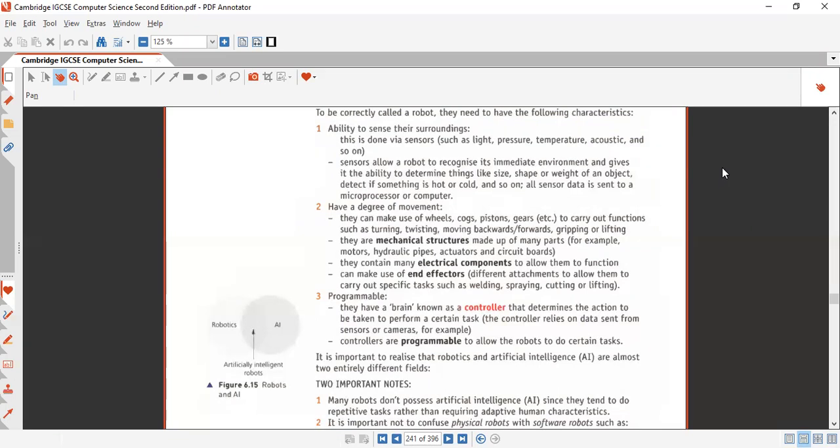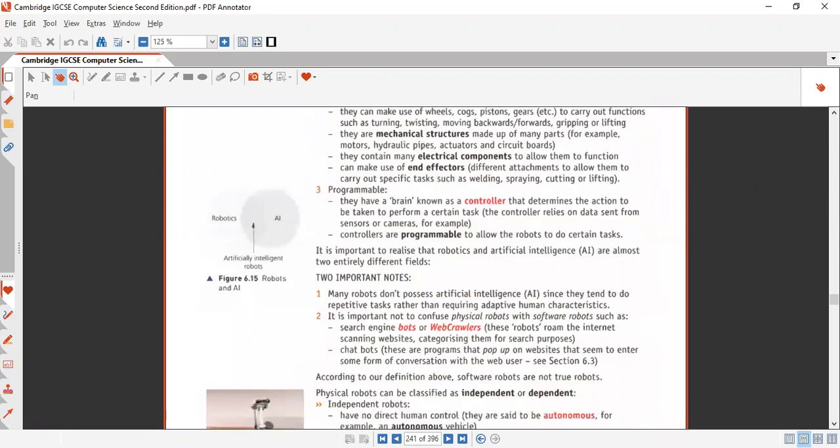Okay. Number two, it should have a degree of movement. It should move in the x-axis, y-axis, z-axis, or in the rotational axis. The robot should be capable of doing any such operations. And programmable means that you may reprogram it anytime if you want to.